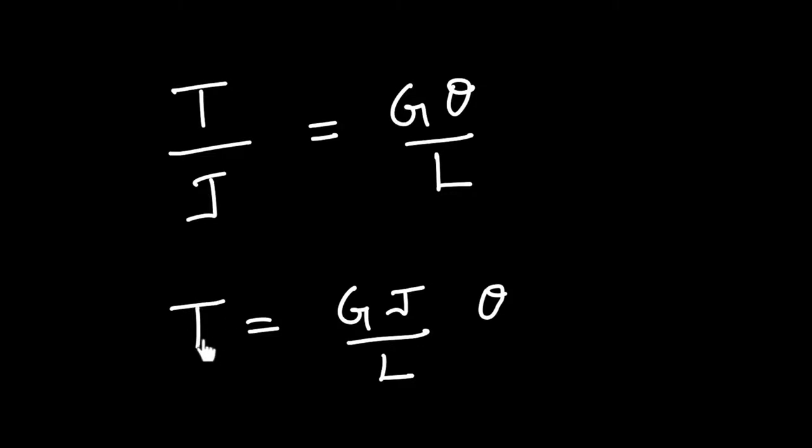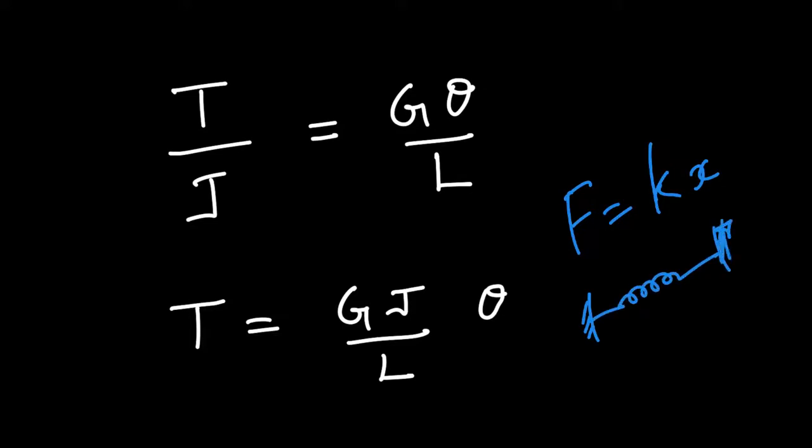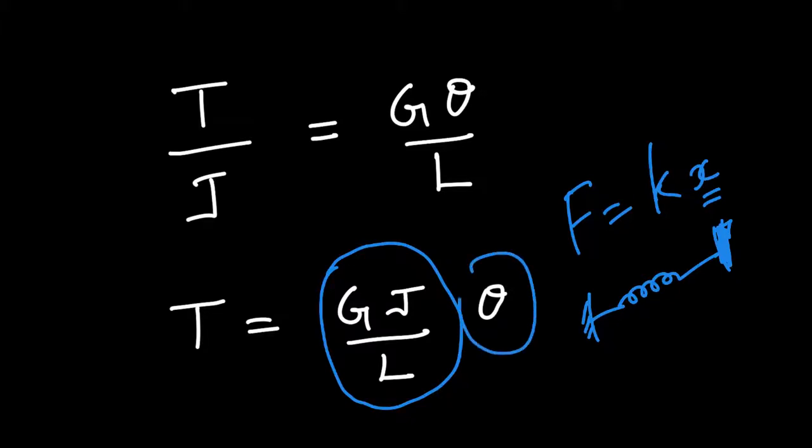So you know what is the external torque that you are applying, and for this particular torque you will get this much of an angular twist. This expression is pretty much like F is equal to kx for a spring. So here, instead of the linear deflection of the spring, we have the angular twist of the rod.